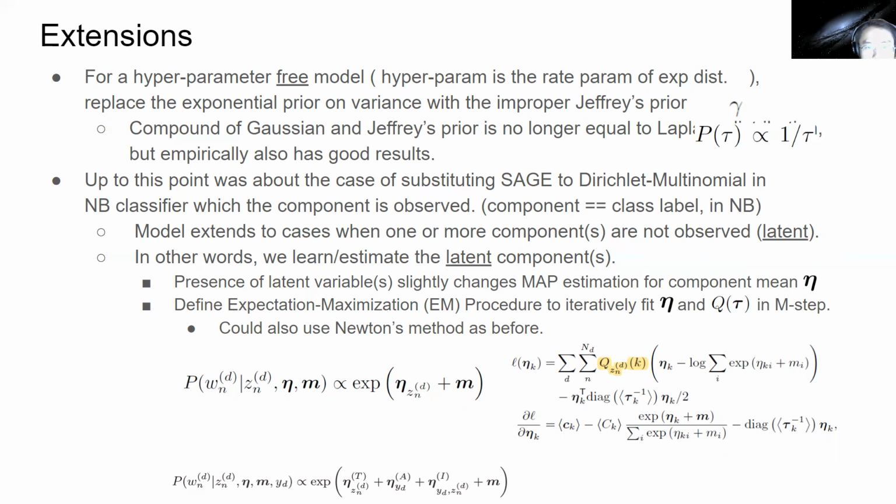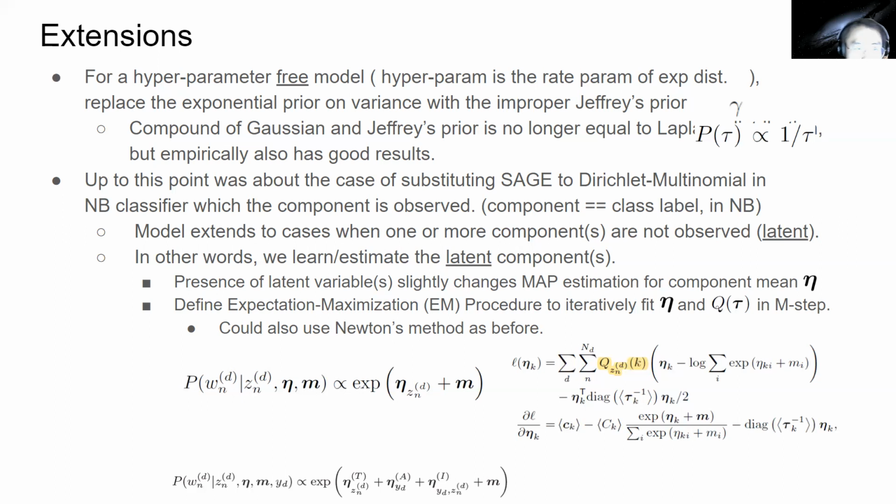Since now our model is a compound of the normal distribution and the Jeffreys distribution, we no longer have the Laplace distribution, which had this L1 regularization effect. So wouldn't it be bad? Sure, it's the Jeffreys prior distribution. The Jeffreys distribution is an improper one, but empirically it also has good results. So that's the point.